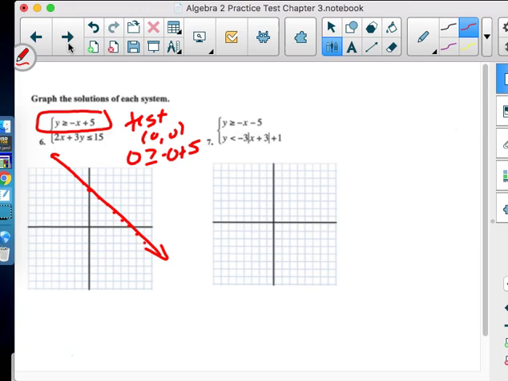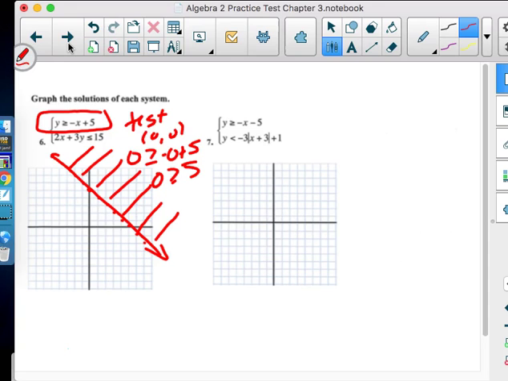And this is again where we end up with a negative 0, but we know 0 is neutral. You can't have a negative 0. It's just 0. So 0 plus 5 is 5. Is 0 greater than or equal to 5? No, we can't shade down here. We've got to shade up here.